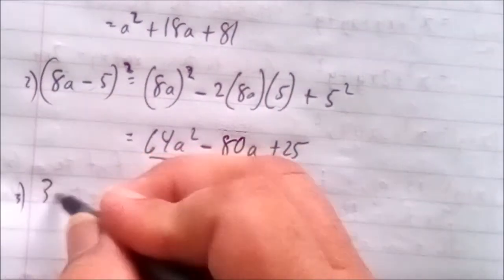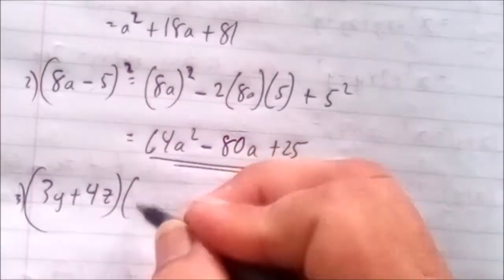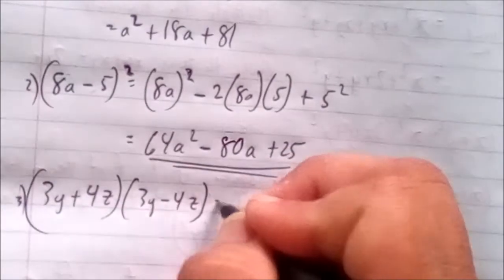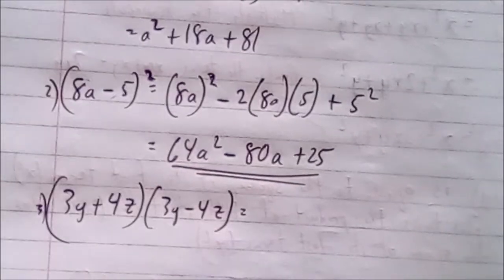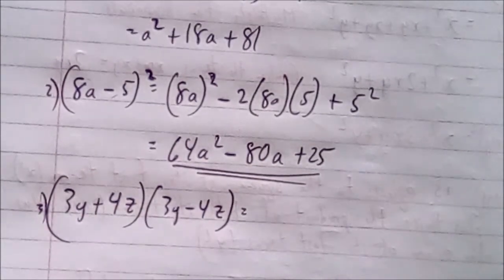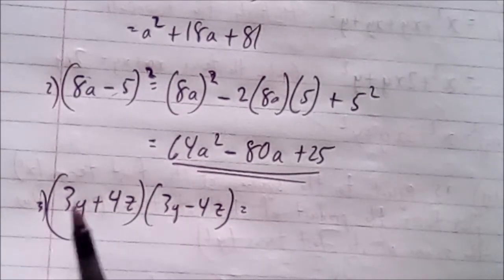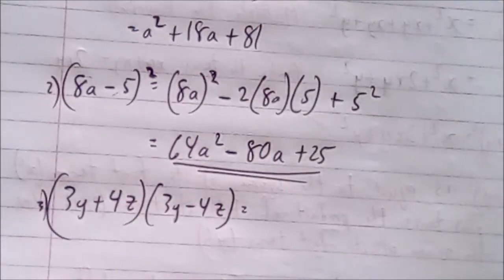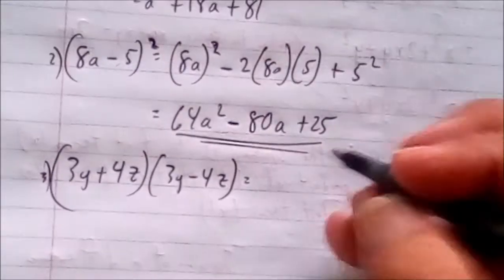Consider that you have 3y plus 4z times 3y minus 4z. Now remember, in the example for getting this, we only used a and b, or x and y, and so forth, but the concept is the same. The two terms here are the same, except that one of them has addition, the next one has subtraction, or they have different signs. Okay, so we will be working that out.